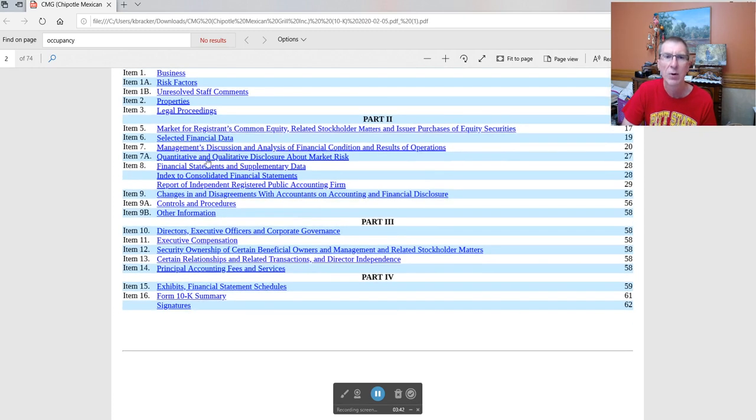Another thing we're going to spend some time on is the financial data in part 2, especially the financial statements and supplementary data. That's where we're going to get the data to build our financial models. As I mentioned earlier, I am big on a discounted cash flow approach. So we're going to copy the income statement, balance sheet, and statement of cash flows, and then develop a model so we can forecast those forward for the next several years.